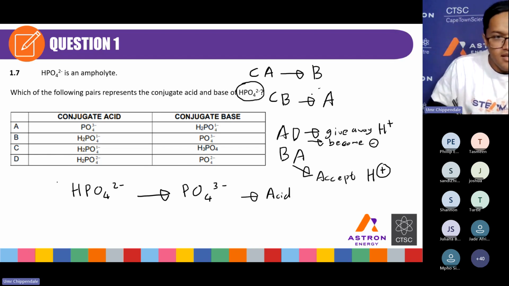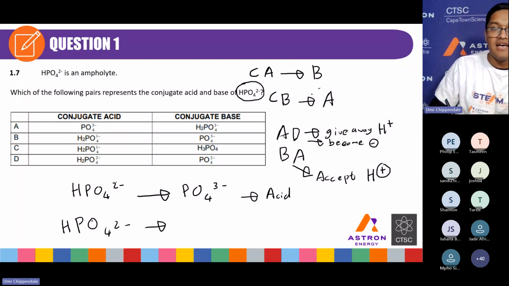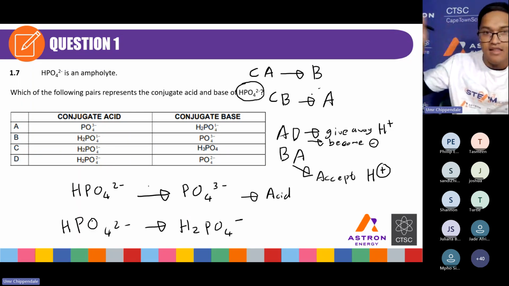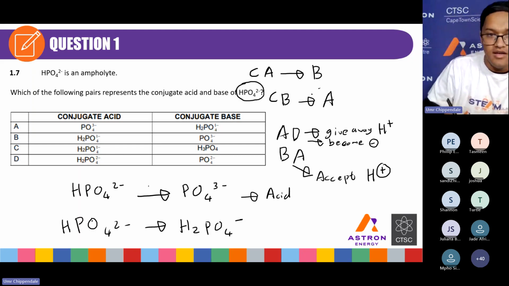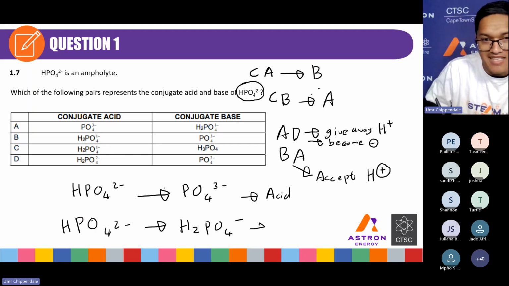Then we move on. If we have it as HPO4 2-, and if it's a base, it's going to accept a hydrogen, so that now is more hydrogen. So it's H2PO4- only, because remember, you gave that other one away. So that is now going to be when it's a base.